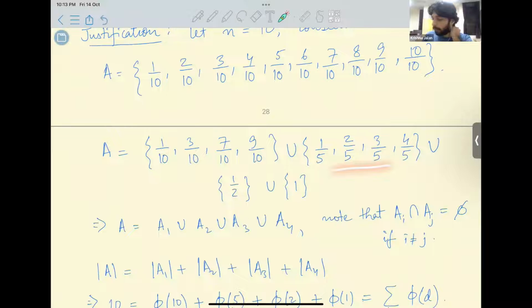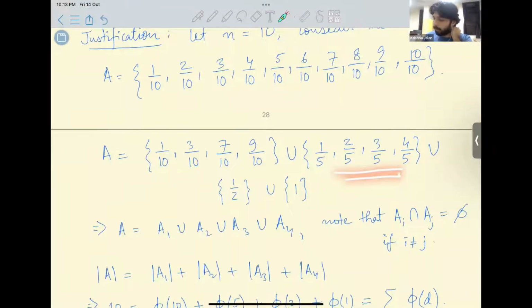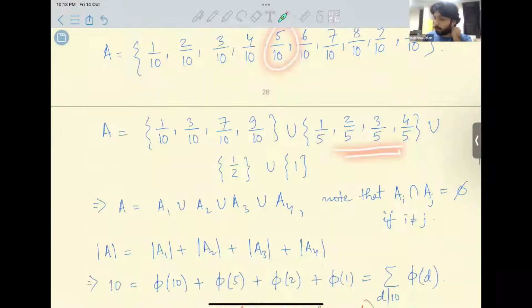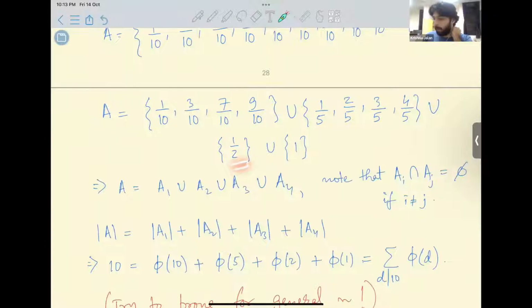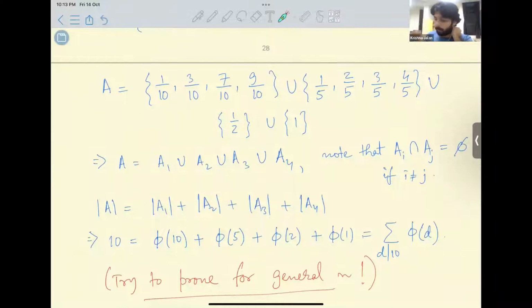Then I could have removed a factor of 2 in the numerator and denominator, and I end up with all those numbers which are co-prime to 5. Also, I could have removed a factor of 5, and then I end up with all the numbers co-prime to 2, and 1 is by itself. 10 by 10 is 1. So notice a pattern here. I have divided the whole set A into smaller sets: co-prime to 10, co-prime to 5, and co-prime to 2. And 1 was by itself there.